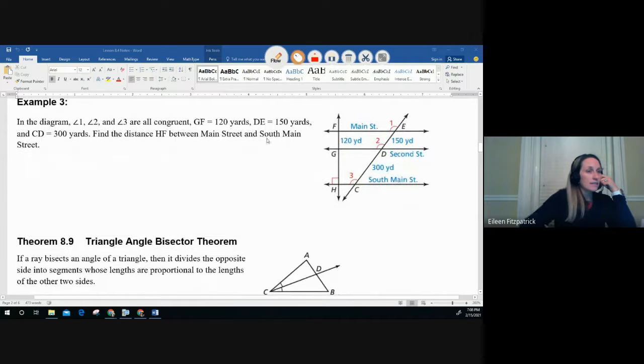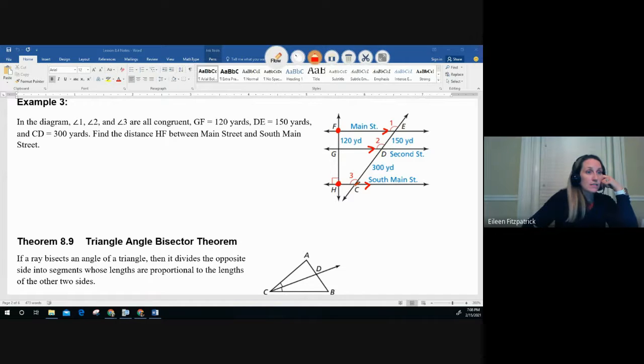It says in the diagram, angle 1, 2, and 3 are all congruent. Okay, so if they're all congruent and they're all corresponding, that means that these lines are parallel. So the theorem we just said above is true. 3 parallel lines cutting 2 transversals. The transversals are divided proportionally. All right, so you're asked to find the distance from H to F. That's what the problem is asking you to do.